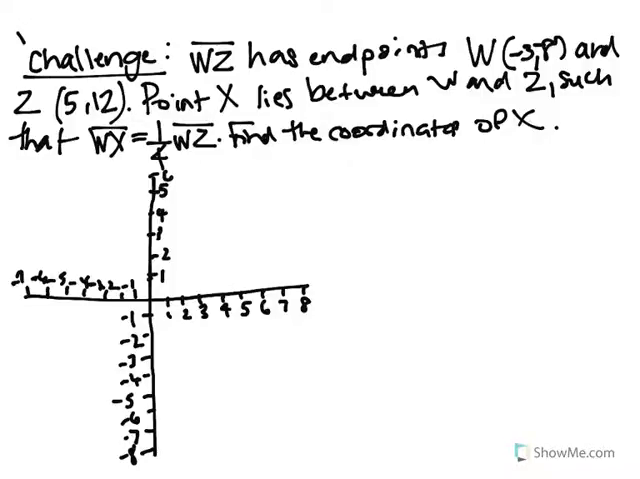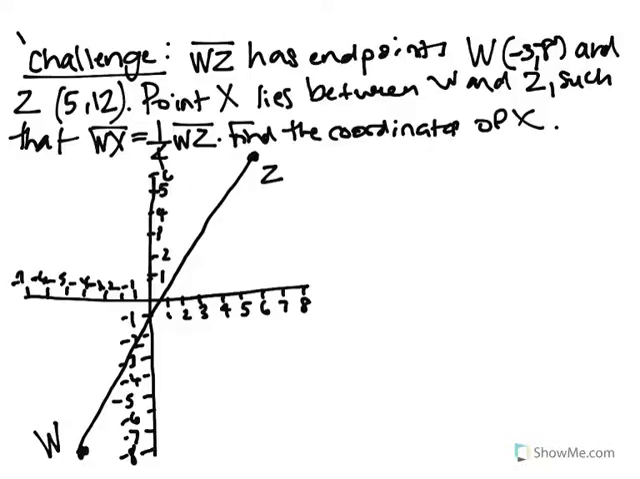I have W is -3 over, -8 down. This is W. And then Z is 5 over, 12 up. My graph doesn't go up to 12, but we'll just say it's right there. So WZ is this line right here. Point X lies between W and Z such that WX is equal to 1/4 of WZ.